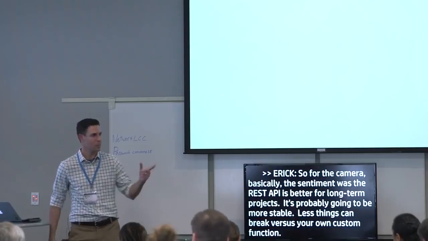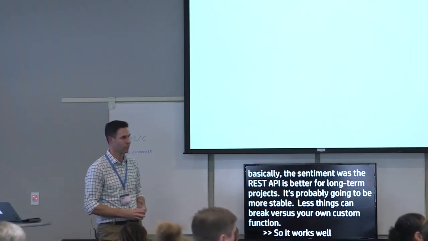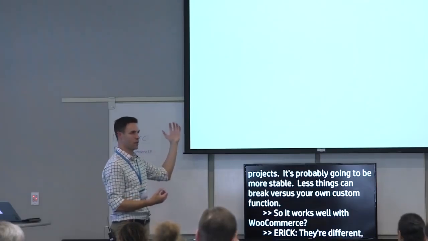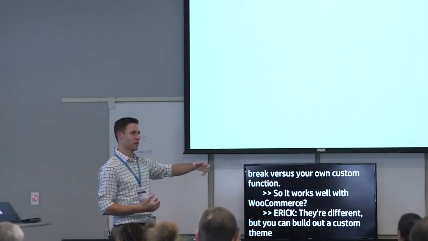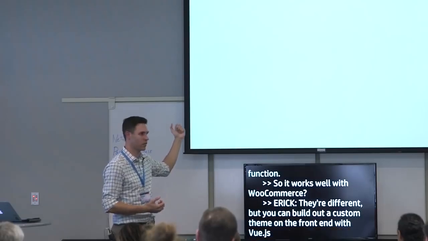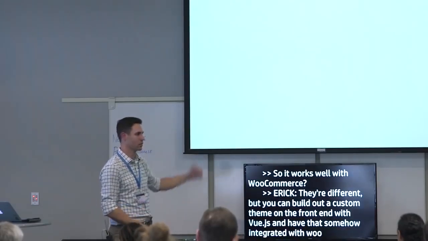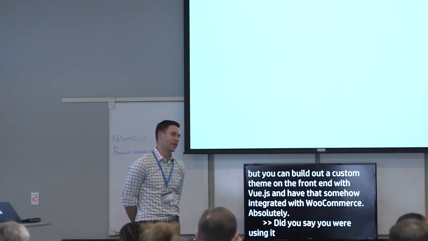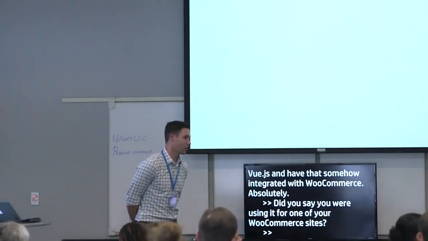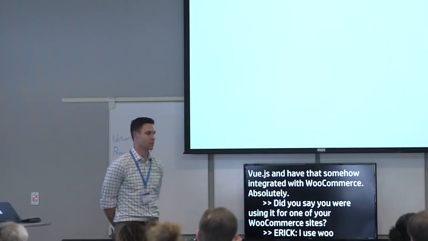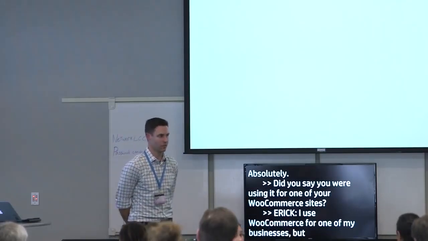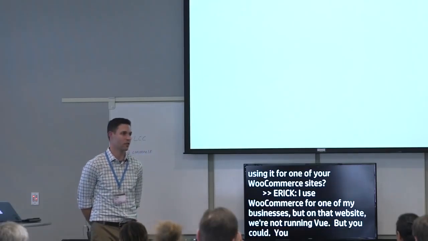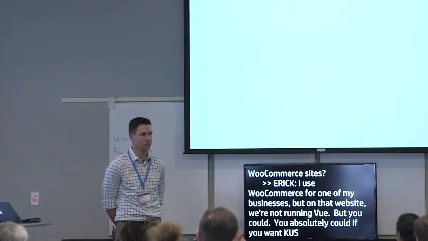So it works well with WooCommerce? They're kind of different, but you can build out a custom theme on the front end with Vue.js and have that somehow integrated with WooCommerce. Absolutely. Did you say you were using it for your WooCommerce? I use WooCommerce for one of my WordPress websites, for one of my businesses, but on that website we're not running Vue. But you easily could. You absolutely could, if you want to build some custom functionality in.